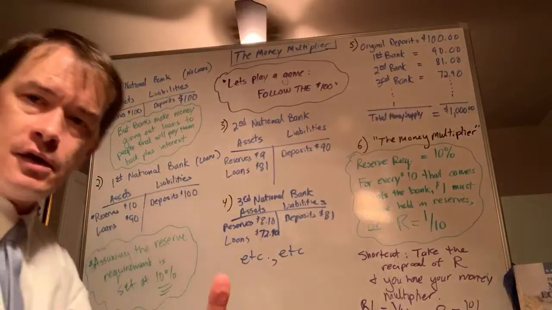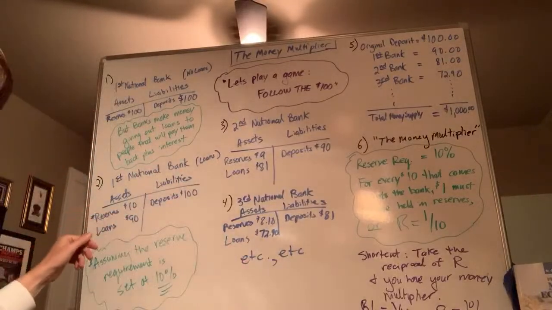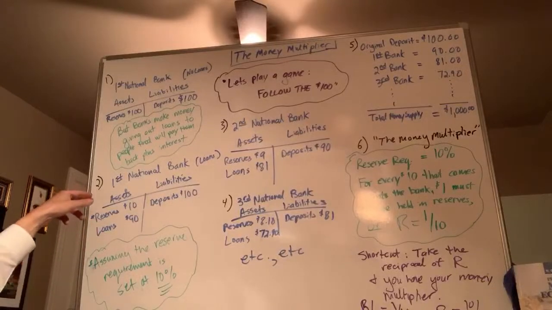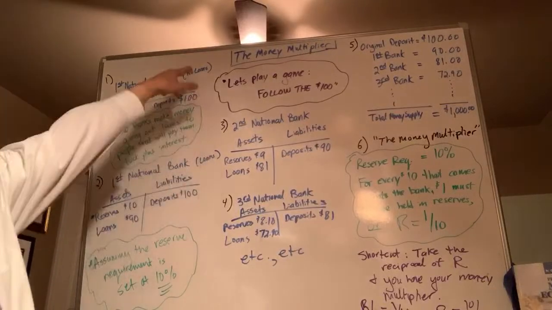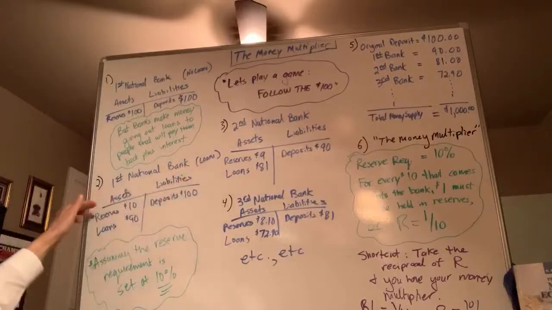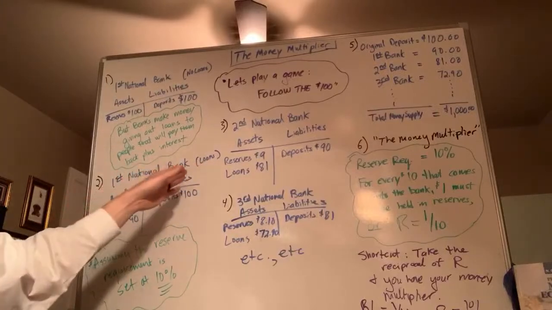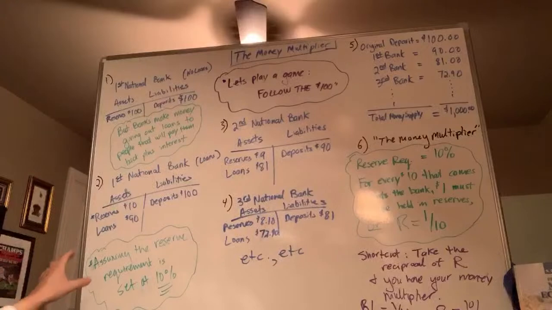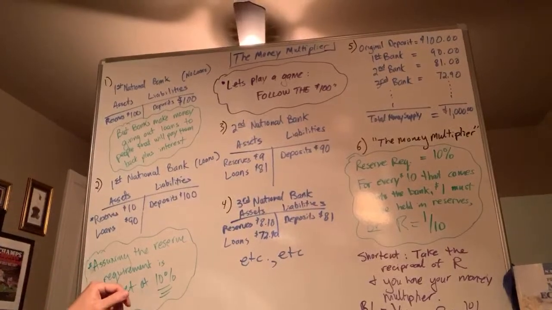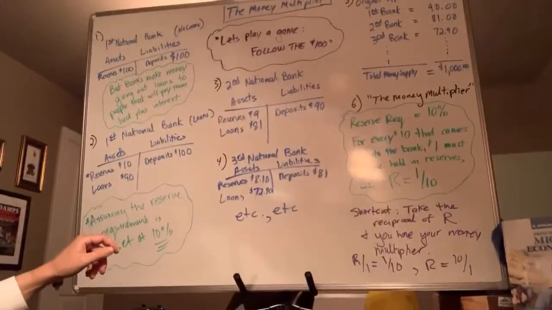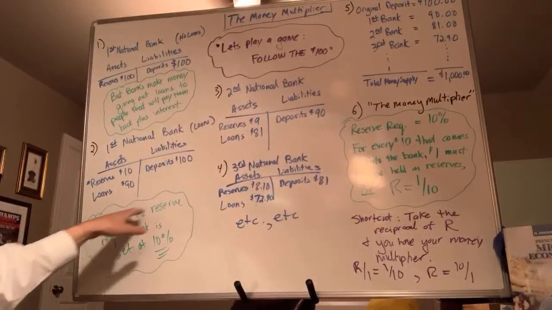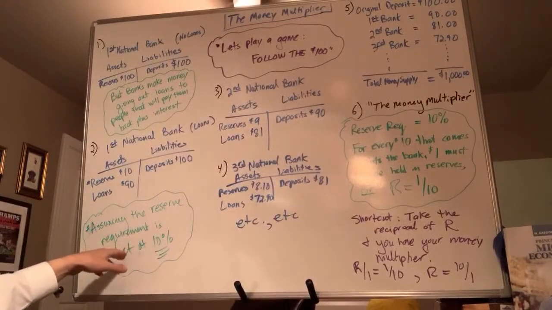So they don't just sit on that $100. Let's redraw First National Bank here, but this time, instead of no loans, they do loans. Here's their T account. They have assets and liabilities. Let's assume that they have a reserve requirement set at 10%.